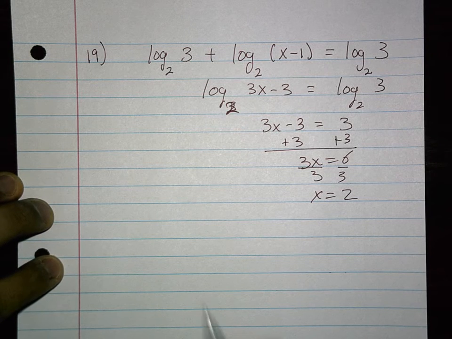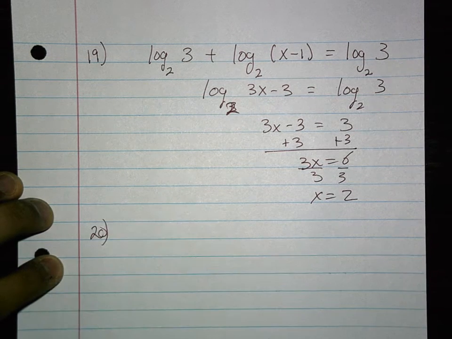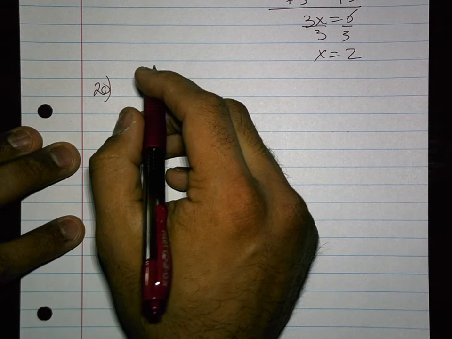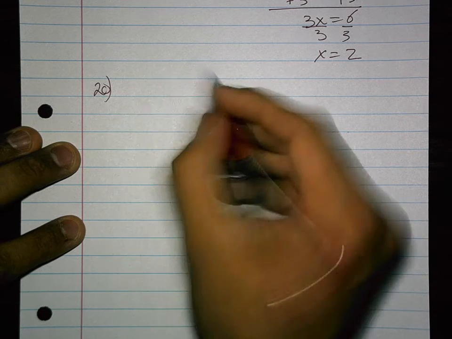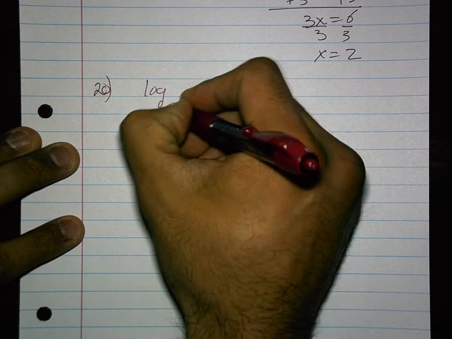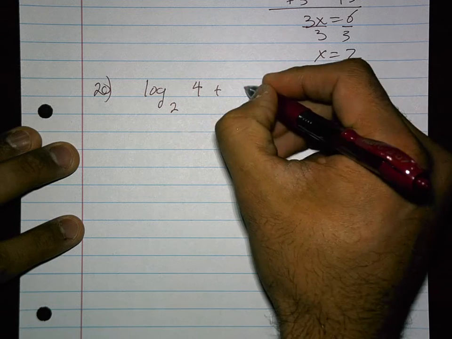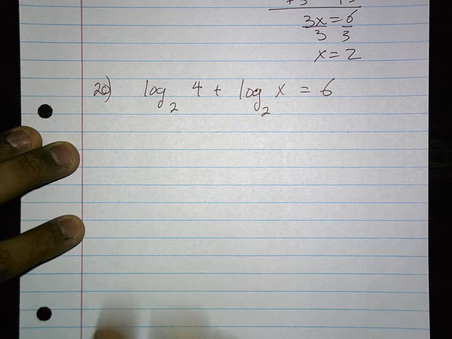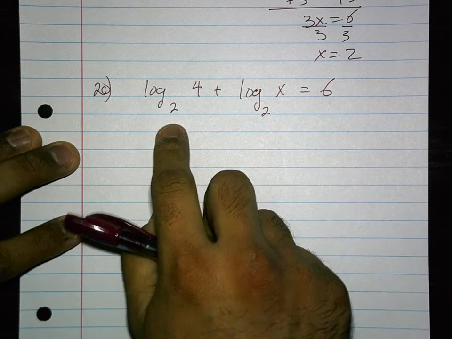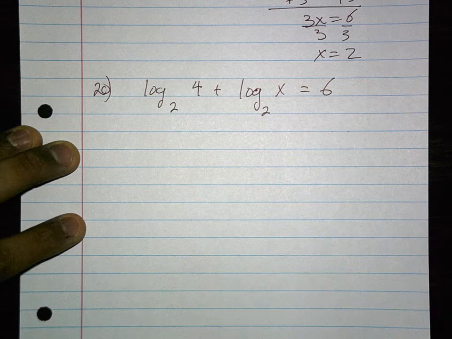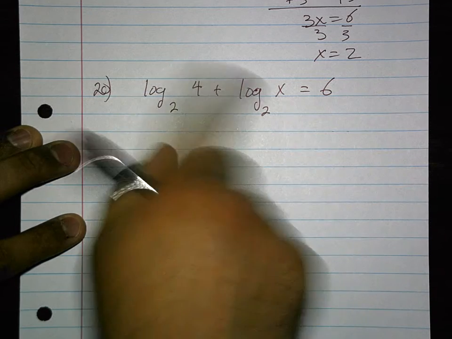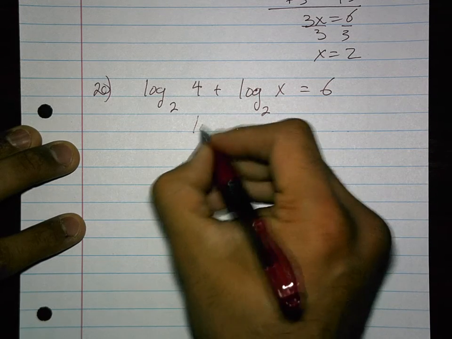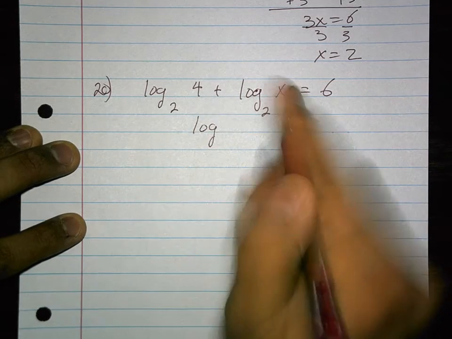Number 20. Now this is a big transition here in the types of questions. A lot of people make mistakes on these next couple. It says log base 2 of 4 plus log base 2 of x equals 6. Now look at this, there is not a log on both sides, so what that means is I can't use my property of equality for logarithms. I'm simply going to reduce and then convert to the exponential. Here is a plus, so I'm going to use my product property.